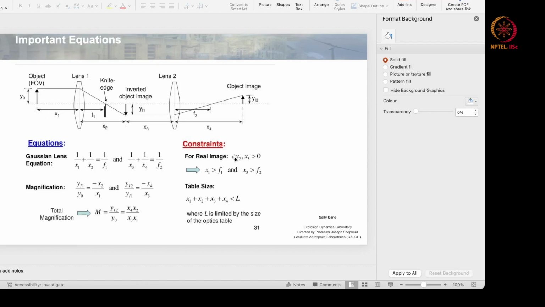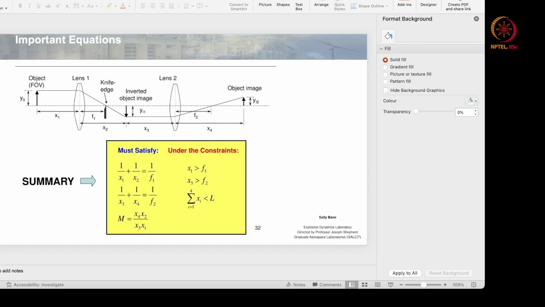Now for a real image, x2 and x3 are greater than 0. So this leads to x1 must be greater than f1 and x3 must be greater than f2. And when you are setting up this experiment, the table size matters: x1, x2, x3, x4 must fit within L, where L is the size of your optical table where you are going to set up this entire thing.